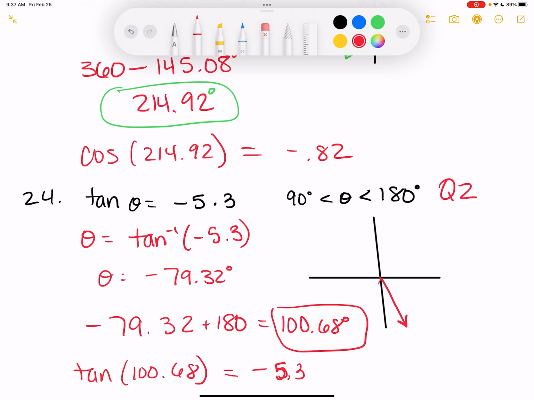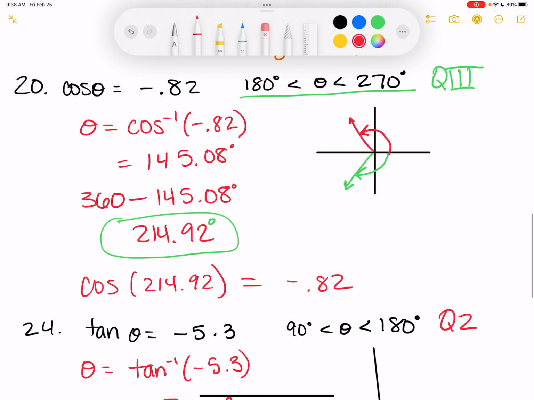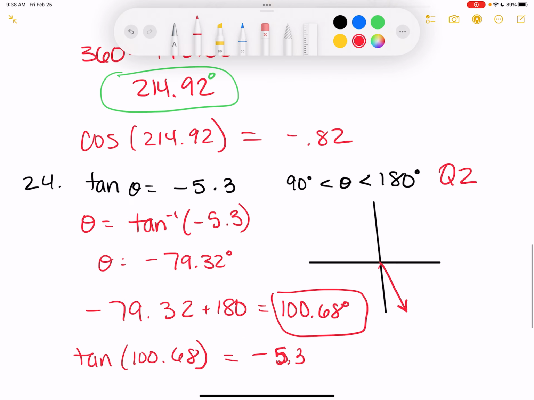And remember, equivalent tangent values are opposite of each other. With cosine, equivalent cosine values are on top of each other. But tangent equivalent values are opposite each other, or like opposite quadrants. It's just a unit circle thing.